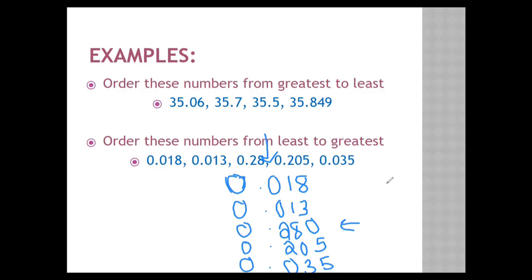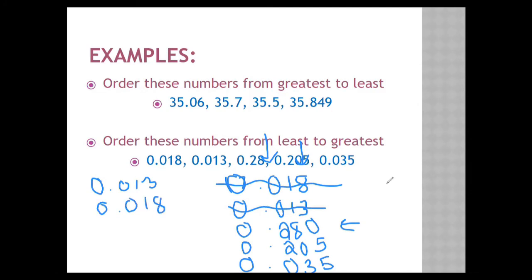Now I'm going to move over to the thousandths place. Well, the top number has an 8. Second number has a 3. That means that's going to be my smallest number, 0 and 13 thousandths. But then I also know that 0 and 18 thousandths will be my next smallest.